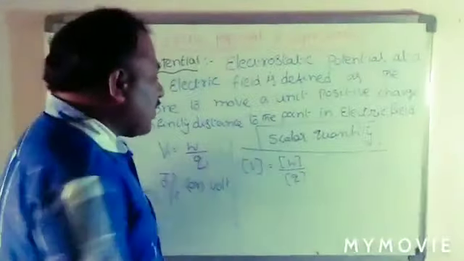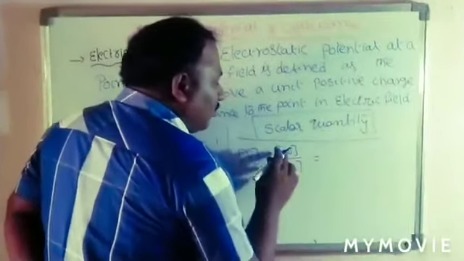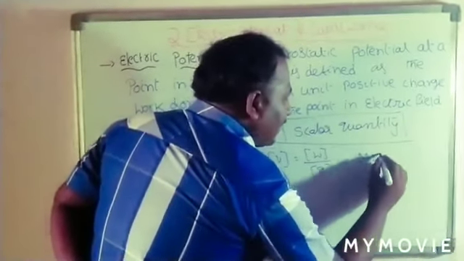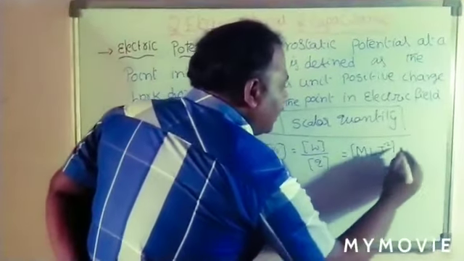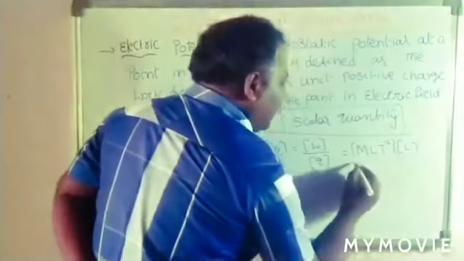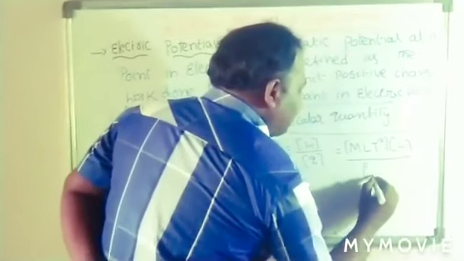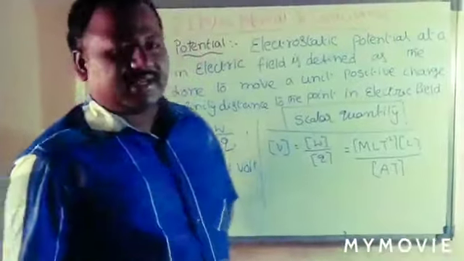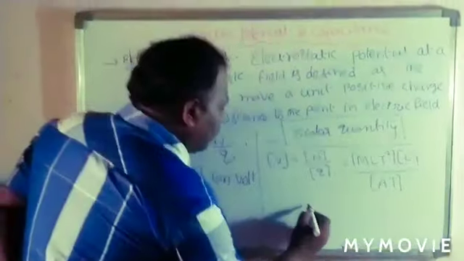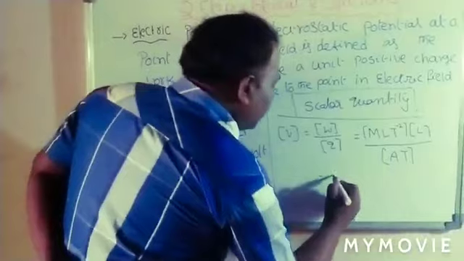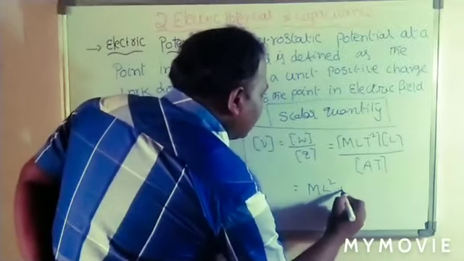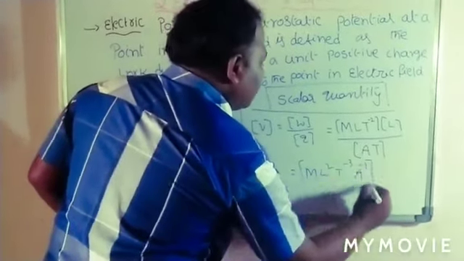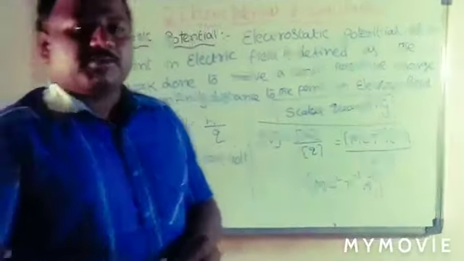The dimensional formula of work done is force into displacement. Force has the dimensional formula M L T power minus 2. Displacement has the dimensional formula L. This is divided by the dimensional formula of charge, which is ampere into second. For current we take either A or I. By simplifying that, the dimensional formula for potential is M L square T power minus 3 A power minus 1. So this is the dimensional formula for the potential.